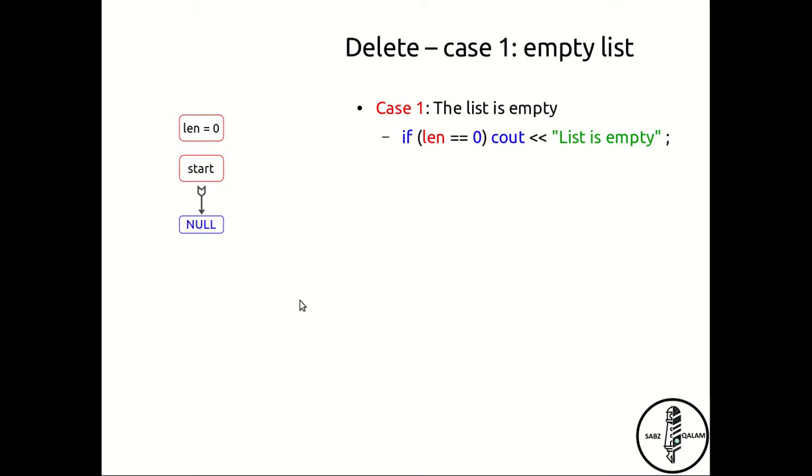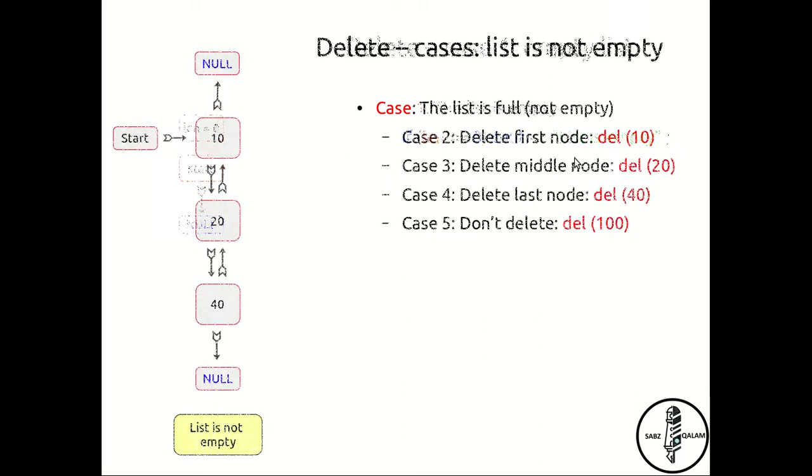Okay, let's consider the first case. The first case is you want to delete something and you don't have a list. You can check that by 2 options. First, if the length is equal to 0, as has been shown here, or if start is equal to null. In both cases, you can just give a printout statement stating, sorry, the list is empty, so there's really nothing for us to delete. The second bunch of cases is what happens when the list is not empty. Okay? Now, there are a number of cases here.